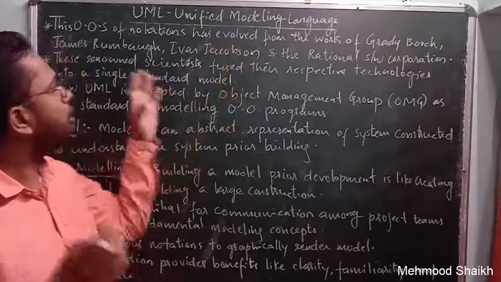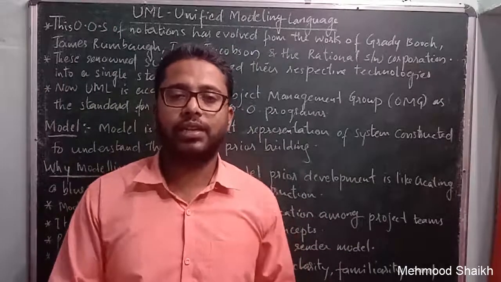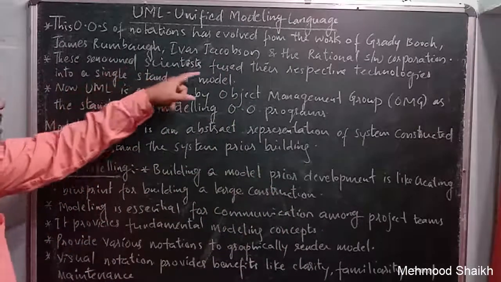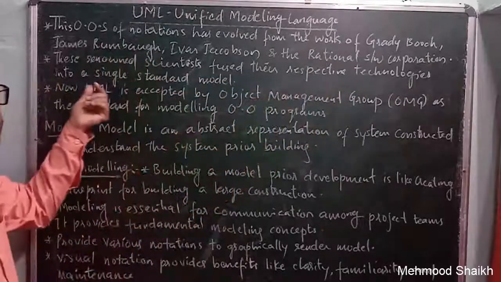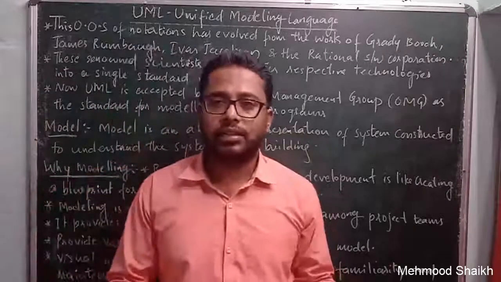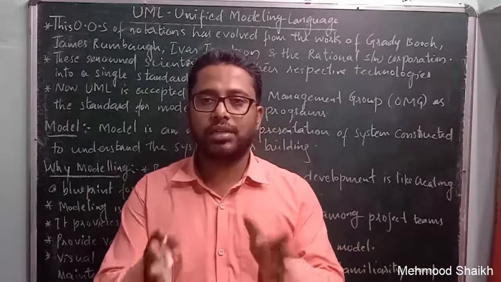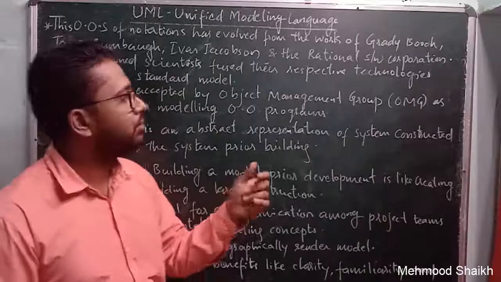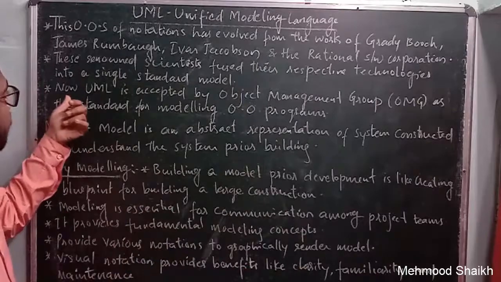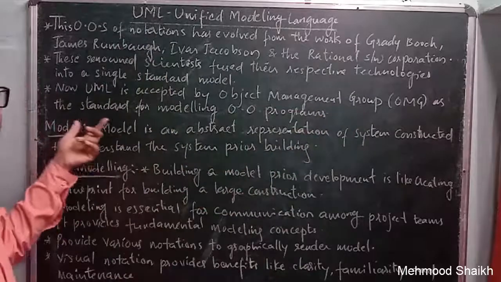This UML is a combination of object-oriented notations or diagrams which we can use at the time of analyzing and designing the system. The next point is that these renowned scientists fused their respective technologies into a single standard model. So they combined their respective research to come up with a single standard model, and that model is Unified Modeling Language.